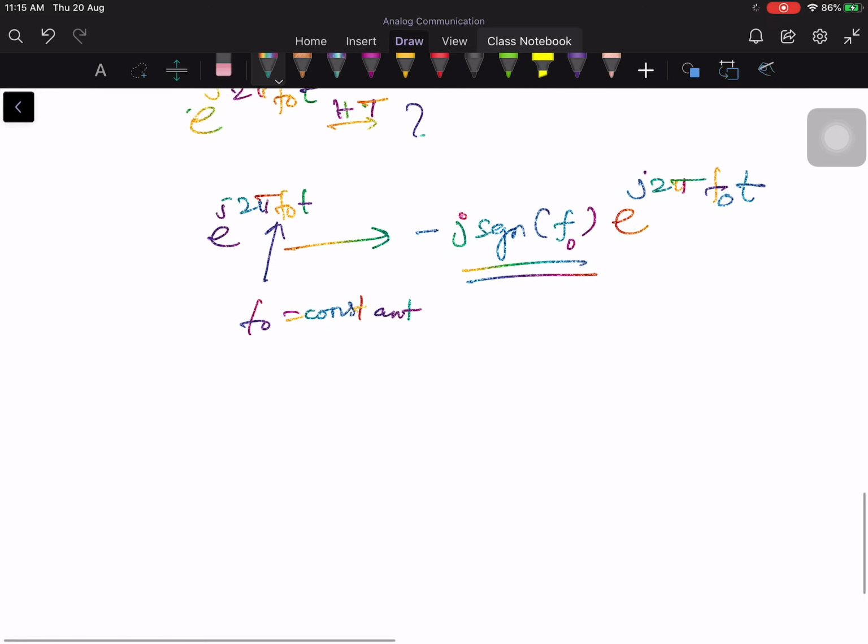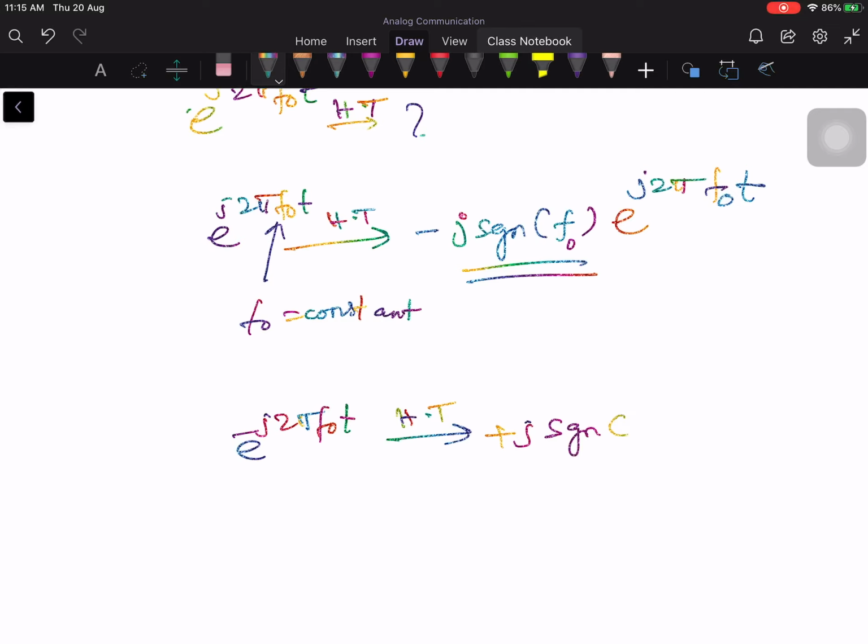Therefore if you take e to the minus j 2 pi f naught t, then if you take Hilbert transform, then it is plus j times signum of f naught, times e to the minus j 2 pi f naught t.